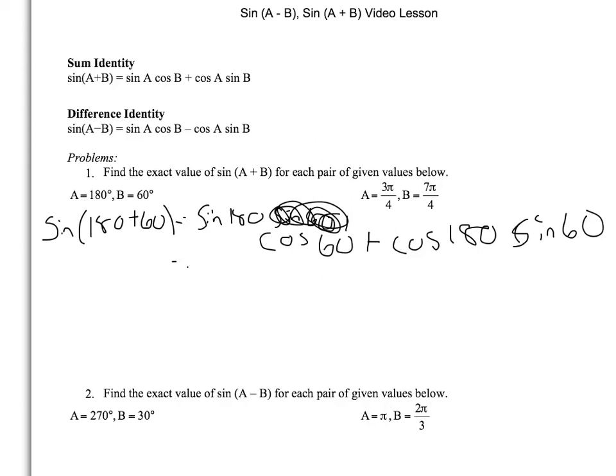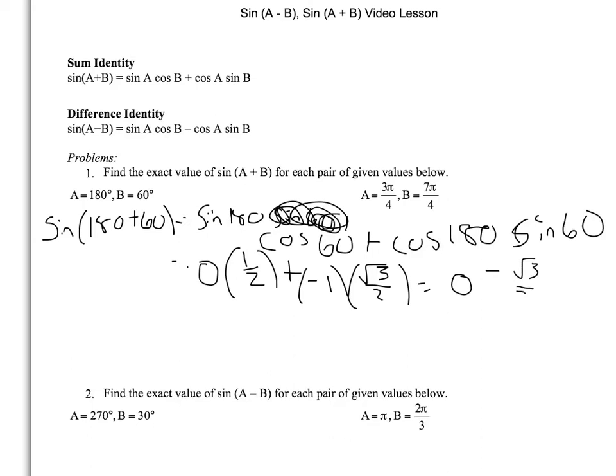Sine 180 is 0. Cos 60 is 1/2. Cos 180 is -1. Sine 60 is radical 3/2. 0 times 1/2 is 0. -1 times radical 3/2 is negative radical 3/2. 0 minus radical 3/2 is negative radical 3/2. I'm going to have you guys try the radian one. Same idea, just make sure your calculator is in radians to start.